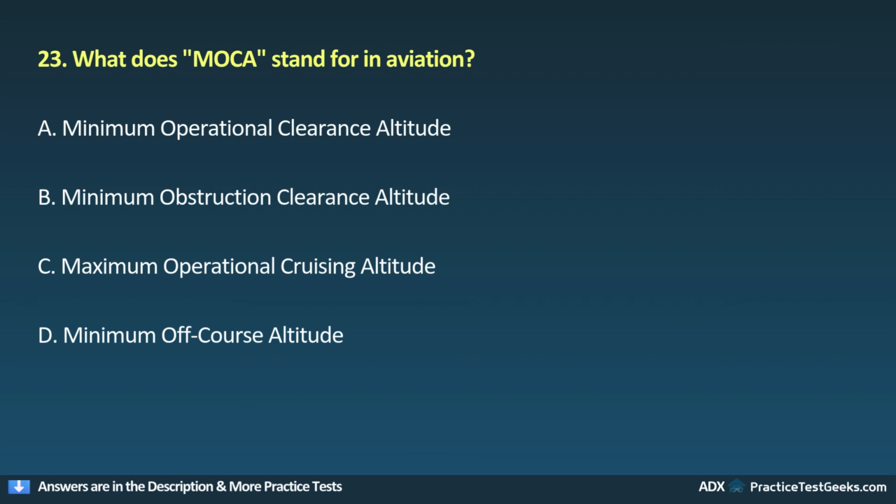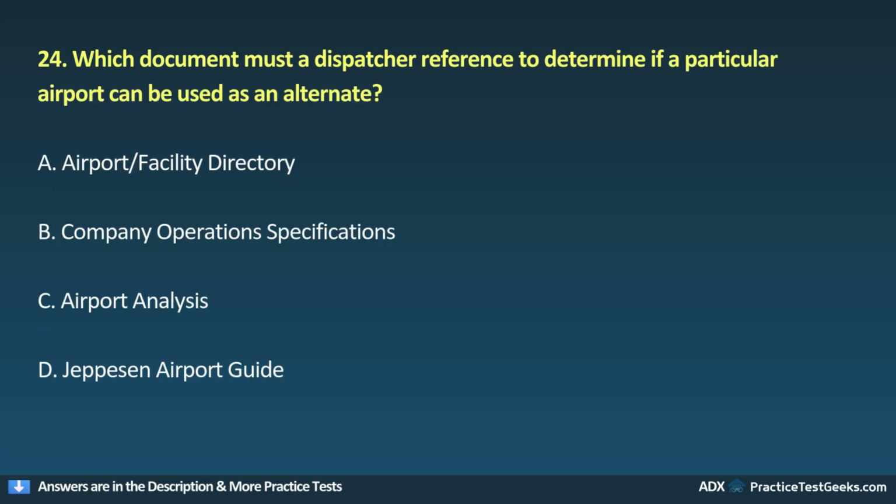B. Minimum obstruction clearance altitude. C. Maximum operational cruising altitude. D. Minimum off-course altitude. 24. Which document must a dispatcher reference to determine if a particular airport can be used as an alternate?